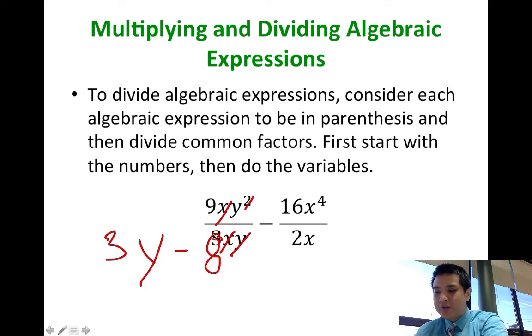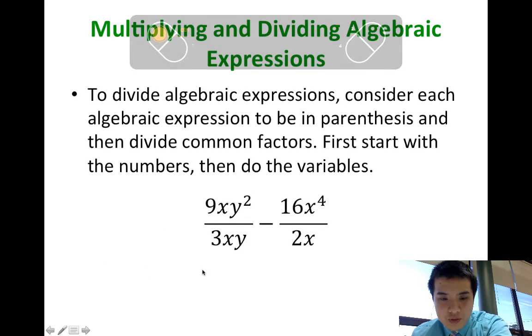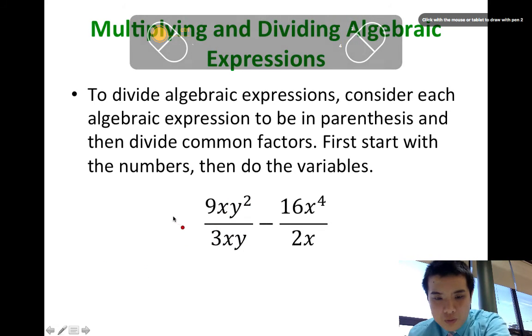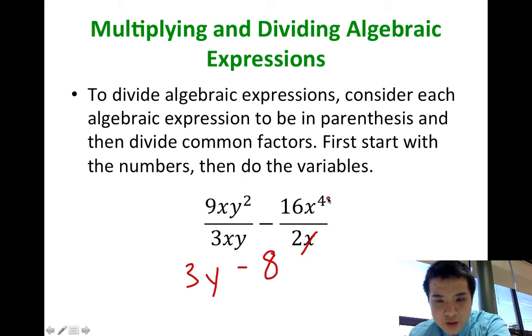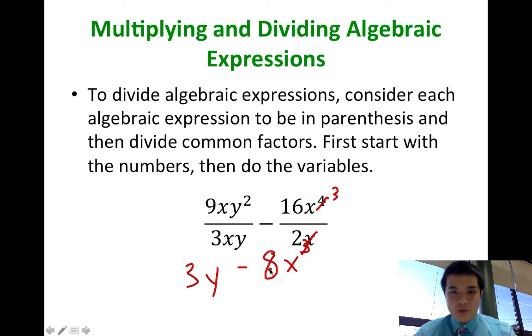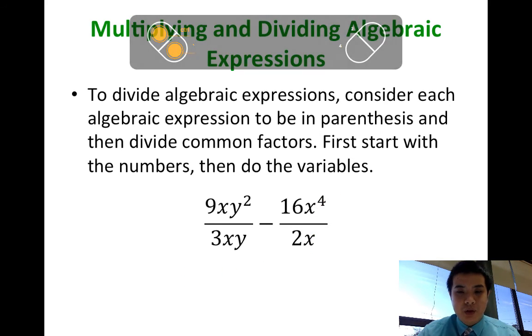Let me rewrite that in a different place. We have, again, 3y minus 8. Here we have 1x. We have 4 x's. This turns into 3 x's. x to the third. We have 3y minus 8x to the third. They are not like terms, so we cannot combine them.